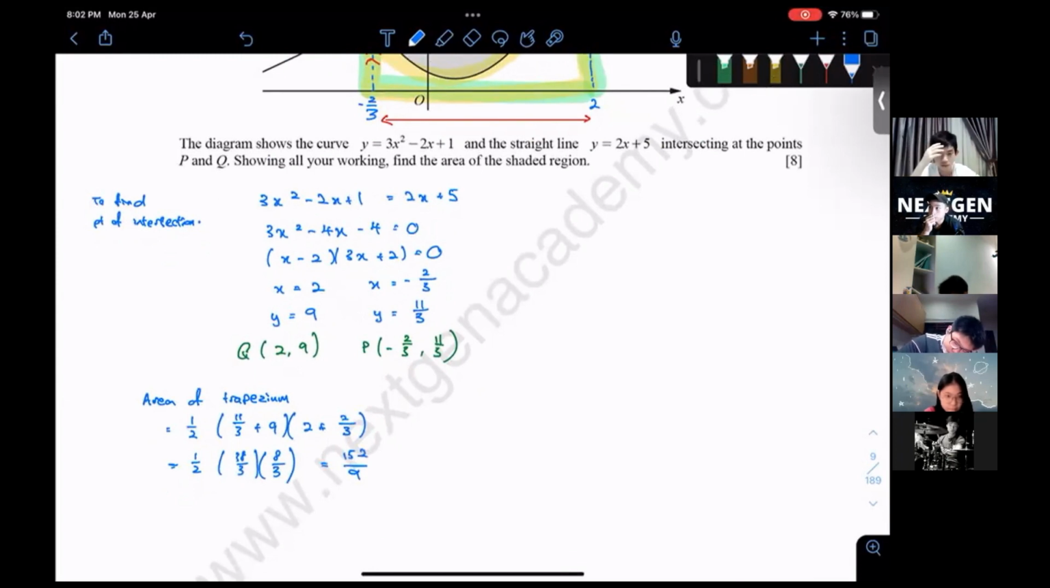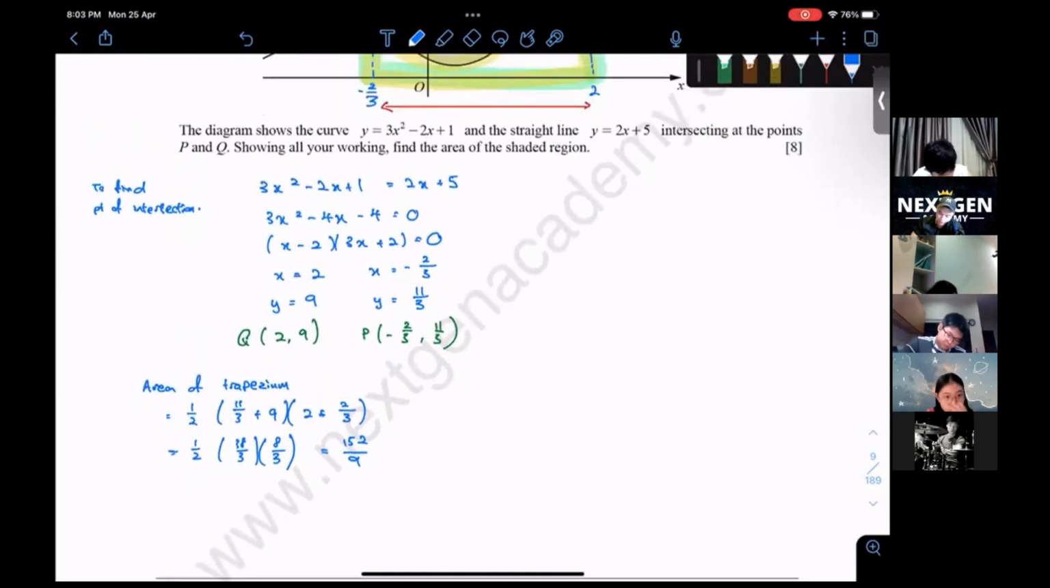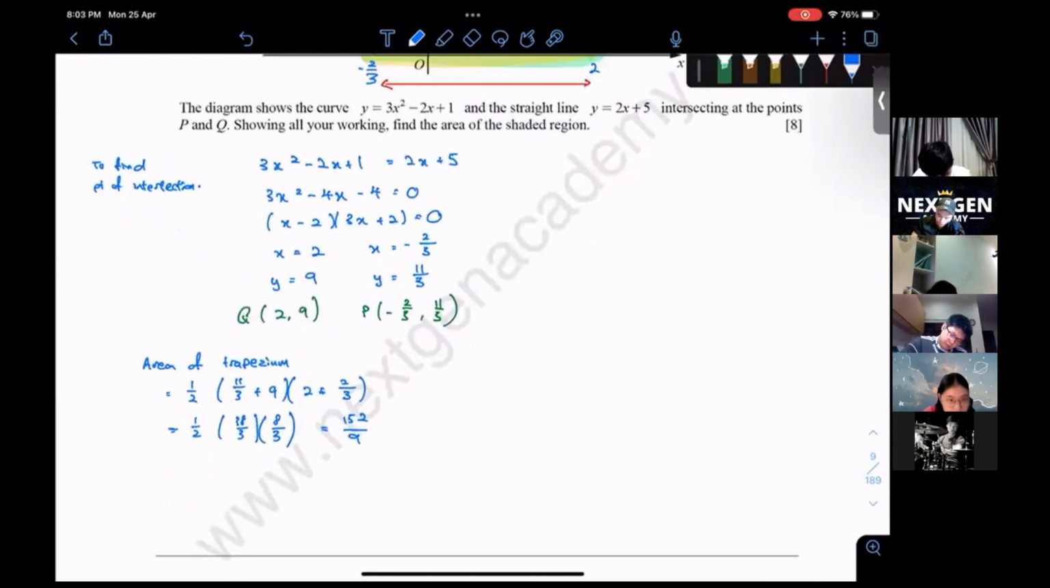Okay, the one using integration, do you all get this also? 152/9. Wei Zheng, do you get the same, right? So in my opinion, I prefer doing this method because if you can fit into any shape's formula, it's much shorter. Okay, then we have to find the area under the other one.